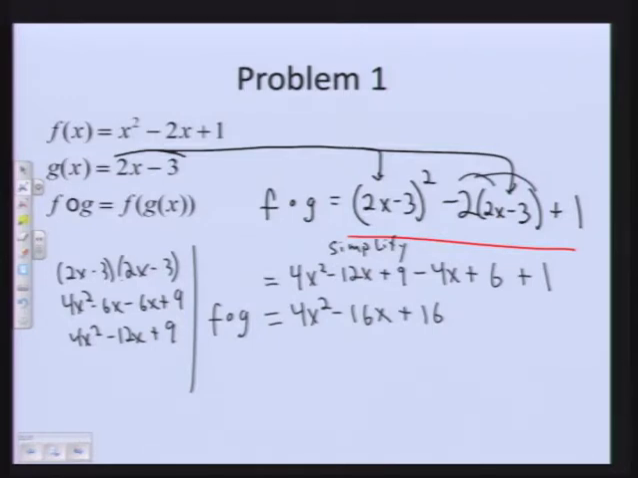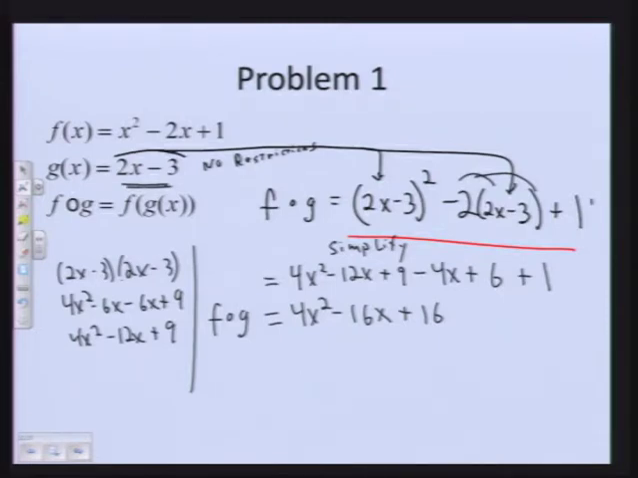Now, with domains, when we're doing composites, we have to be very careful. First of all, g is the one we're substituting. g has no restrictions. So that's the first thing you do when you're doing domain. You look at the one you're substituting, the second one, not the dominant one, but the second one. We're substituting that function, and it had no restrictions.